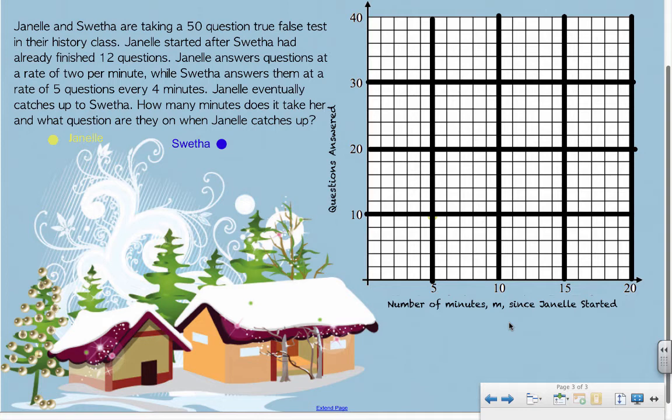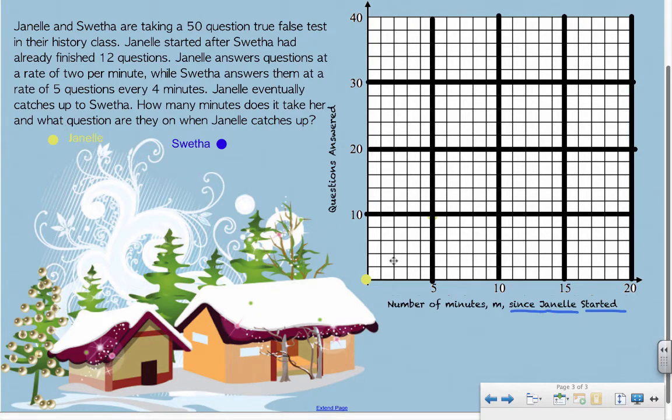All right, a lot of information here, but notice over here on the graph, the first thing I want to check out is my labels here. And this one says this graph represents the number of minutes since Janelle started. We're not starting with Swetha, we're starting with Janelle. And I've put them in 2 different colors. So let's graph Janelle. When she starts, 0 questions in 0 minutes.